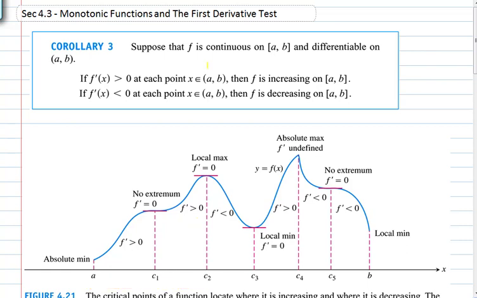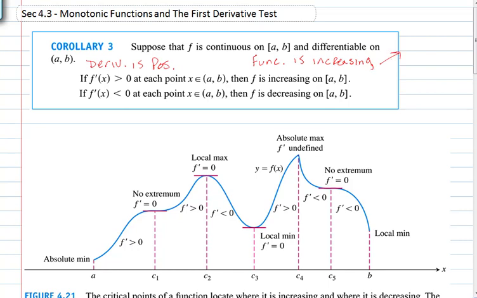Okay. Here is Corollary 3. It says suppose f is continuous on a closed interval, differentiable on an open interval. Those two go together. It says if the derivative is positive for each value, then the function is increasing. So anytime the derivative is positive, the function is increasing. That means it's going up as you move from left to right.